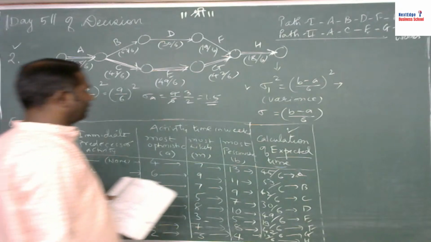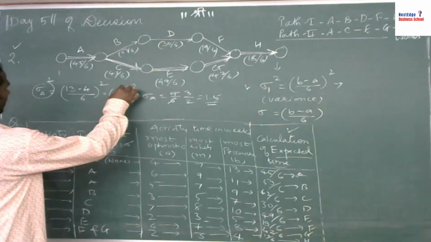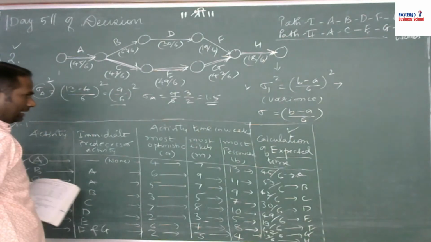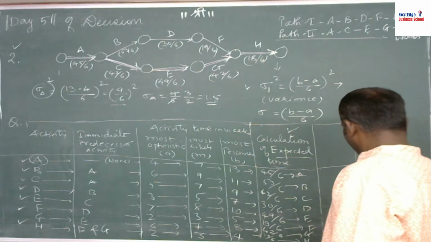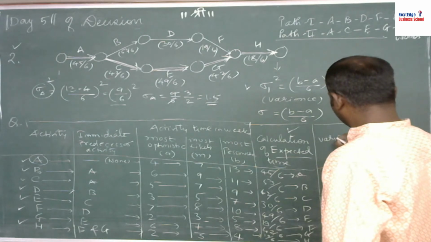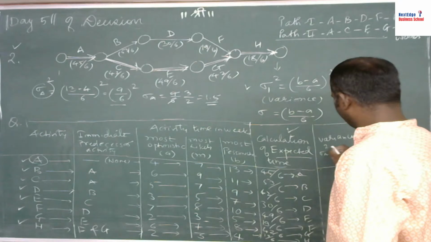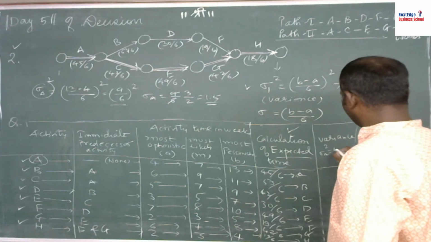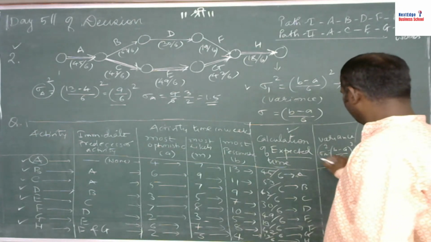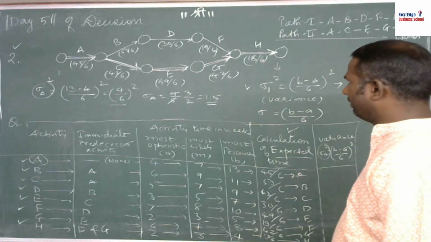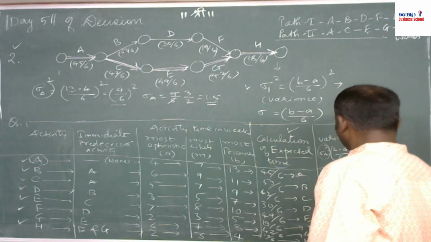Otherwise, you can do one thing. You put the value as it is in the given table. Instead of squaring, you can write it like this: 9 by 6 whole squared. So for this, I am writing it for you all. What is this fourth column for? Variance. What is its formula? Sigma A squared is equal to (B minus A upon 6) whole squared. So for activity A, it's 9 by 6 whole squared.